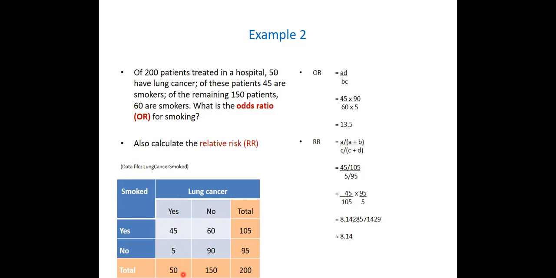Here is the issue: 45 over 50 is the probability of smoking, and 5 over 50 is the probability of not smoking. So the odds of smoking will be 45 over 50 divided by 5 over 50. When you change the subject of the formula, it will give you 45 over 5. That is the odds of smoking. Is it confusing?